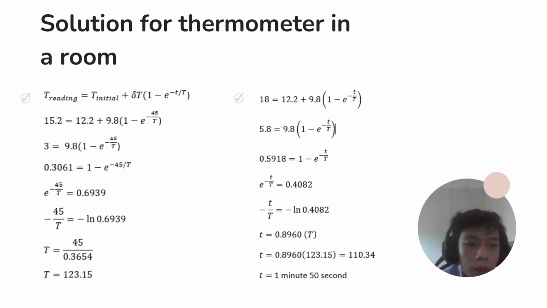T is equal to 123.15. We multiply the 0.8960 with 123.15, which we get 110.34 seconds. After that, we convert into minutes, which is t equal to 1 minute and 50 seconds.